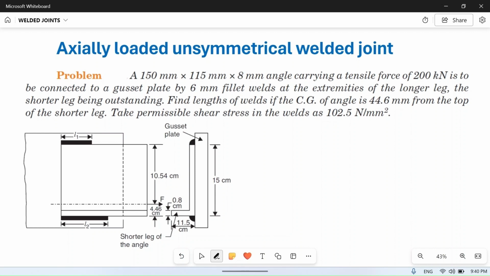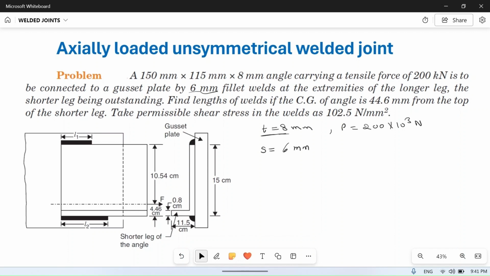Thickness of the plate is T is equal to 8 mm and P load is given as 200 into 10 to the power 3 Newton. This is load carrying capacity. It is to be connected to a gasket plate by 6 mm fillet weld. So usually we take thickness of the plate as size of the weld, but here especially size of the weld is given. Suppose it is S, so S is equal to 6 mm.